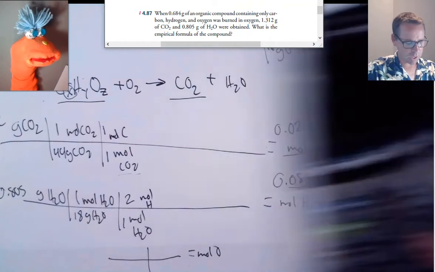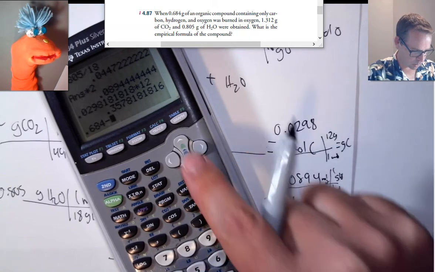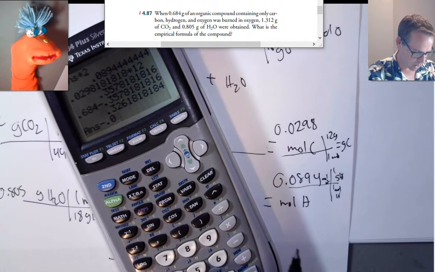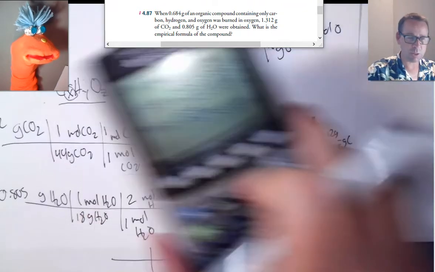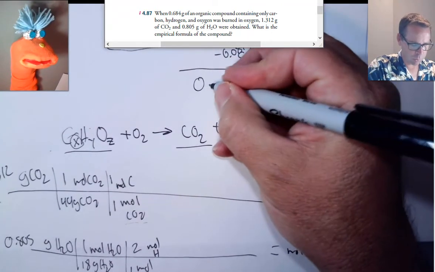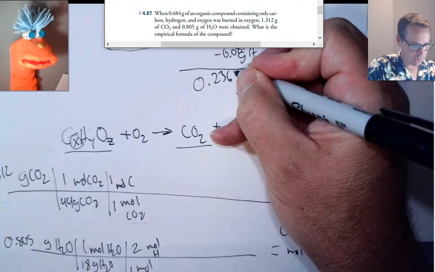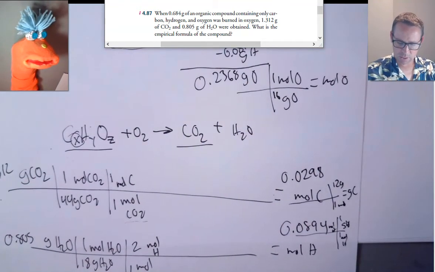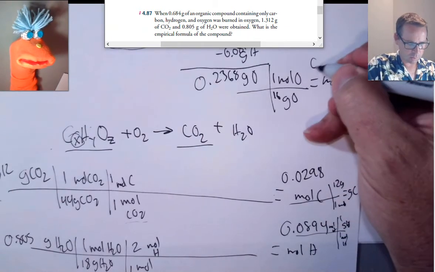0.0894. So I got my 0.684, and I subtract my 0.357, and then I subtract my 0.0894. And the answer is 0.2378. Now, what is that? That's grams of oxygen. Very good. 0.2368 grams of oxygen. So I divide that by 16, and that's going to give me moles of oxygen. 0.0148.